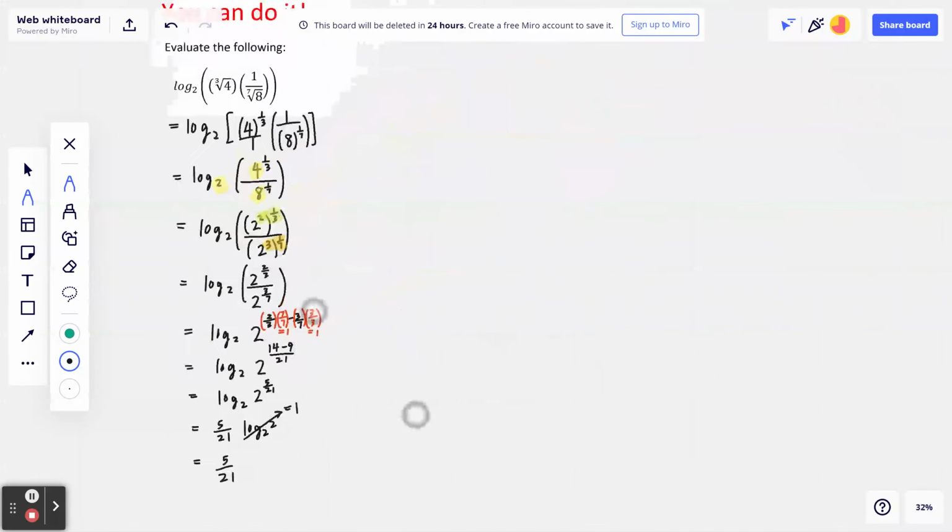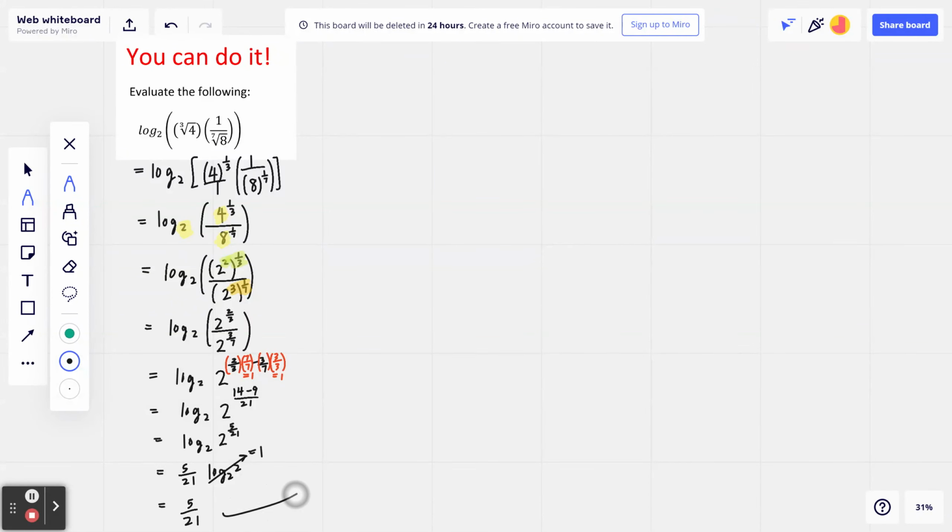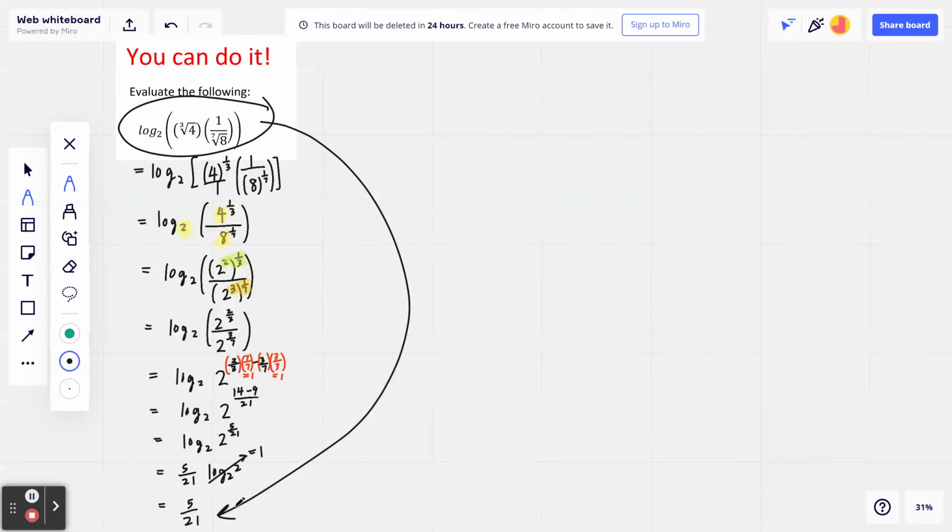Again, what I would say is spend that 1 extra minute, double check by plugging this into the calculator to confirm you get 5 divided by 21.